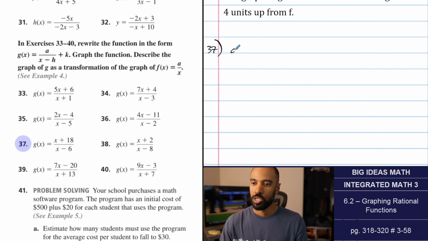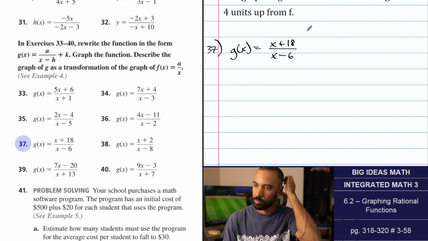Number 37. You get g of x equals x plus 18 over x minus 6.